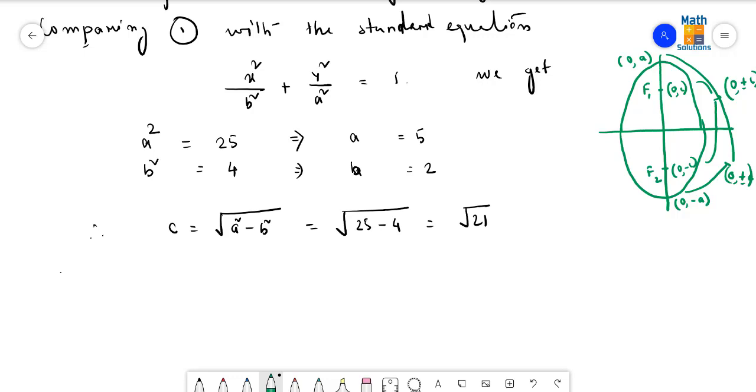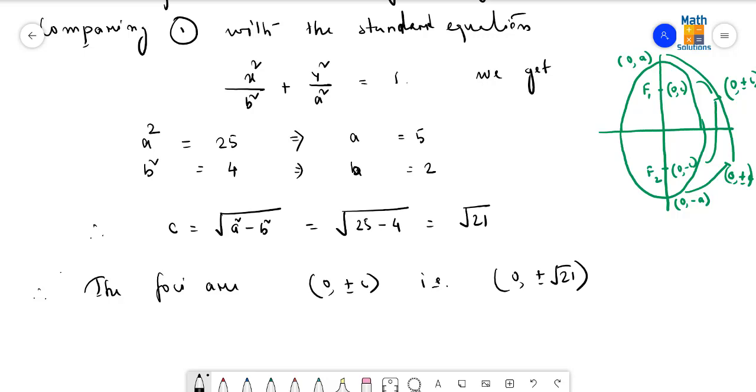Therefore, what can we write next? Therefore, the foci are 0 comma plus minus c, that is 0 comma plus minus root 21. Like this we have to write. Then the vertices are 0 comma plus minus a, that is, what can we write? 0 comma plus minus 5 it should be. Then next, what will come?